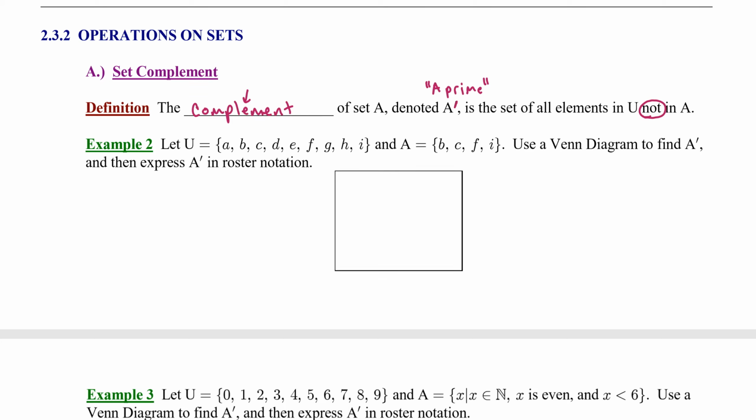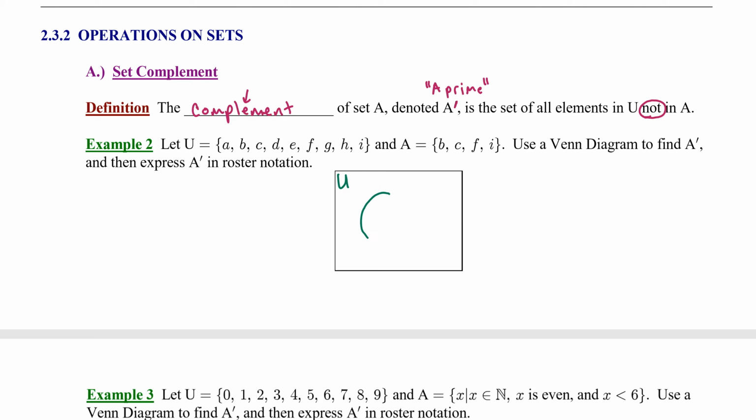To see how this works, consider example 2. Let U, remember that's our universal set or the frame of reference for the problem, contain letters A, B, C, D, E, F, G, H, and I. And define set A, which is a subset of our universal set, to contain letters B, C, F, and I. Use a Venn diagram to find A complement and then express A complement in roster notation. Notice we're going to name our sets with capital letters and the elements of our sets are lowercase letters. That'll help you to sort out this alphabet soup.